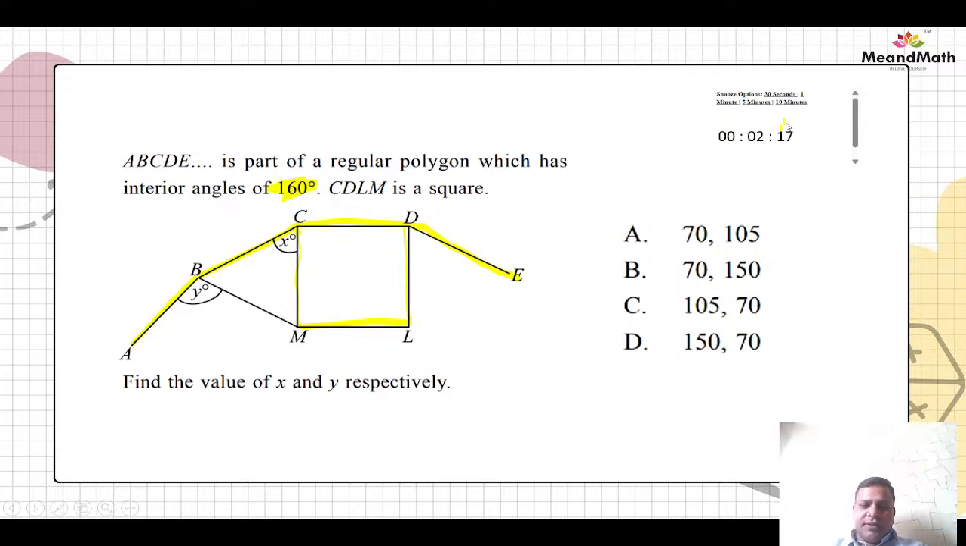Timer started, try to start solving, let's see who is going to give the answer first. Just focus on the given part. ABCD is a regular polygon. CDLM is a square. Interior angle is 160 degrees. Now you can find that. That's not a difficult one. It's easy.